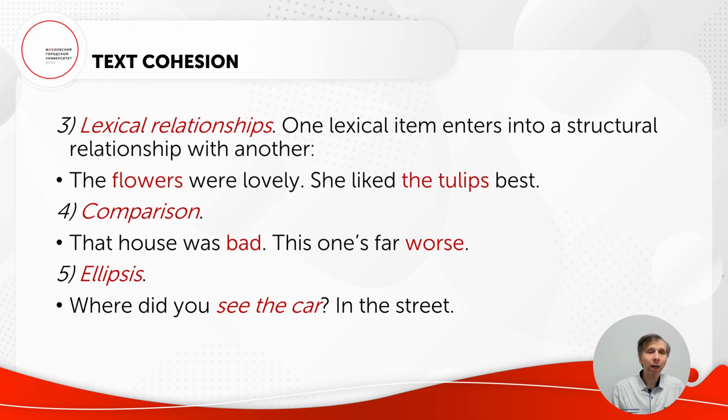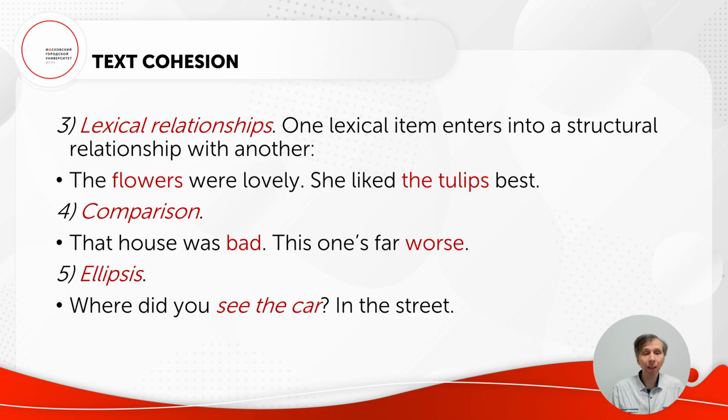Then the fourth type of cohesive elements deal with comparison, because comparison always implies a link between the two elements. So that house was bad. This one is far worse. So as soon as we say worse, it refers us back to the word bad. We have to look for something bad, something which is better than worse, in the previous sentence.